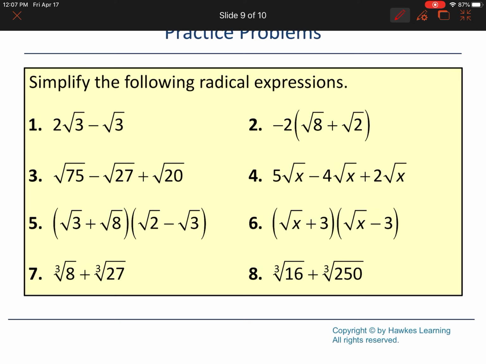Okay, here are some practice problems. See if you can do them. Go back and watch the section of the video if you can't figure it out, or ask next time we have class. And we'll go through them. And pause the video, do the work, come back. I'll show you all the answers.